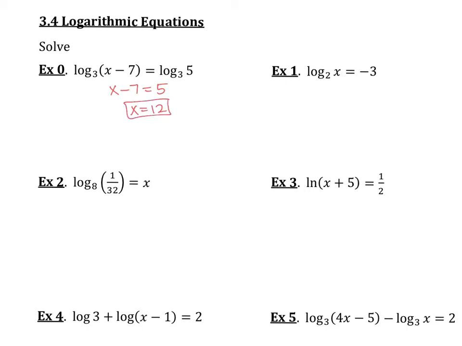Again, just do a visual check. If I plug in 12, 12 minus 7 is a positive 5. That's a fine answer. Okay, now starting with example 1. When there's not a log on both sides, you often have to rewrite it into exponential form in order to solve it. So to write this in exponential form, the base is 2. The exponent's negative 3, so that's equal to x. And then I just want to simplify my answer. This is 1 over 2 to the third, so x equals 1/8.